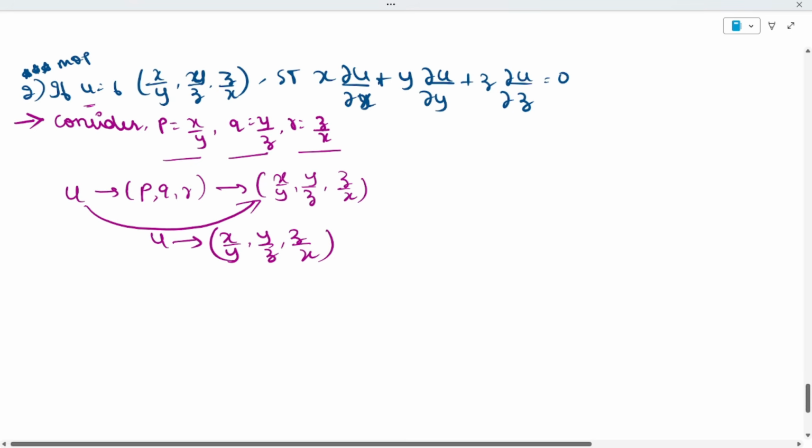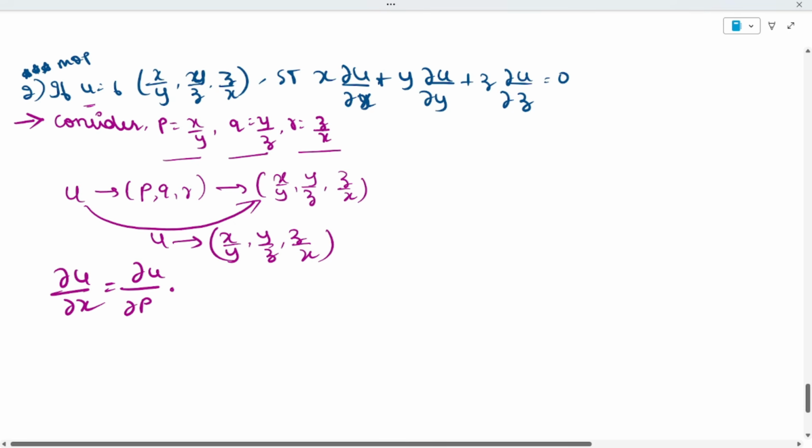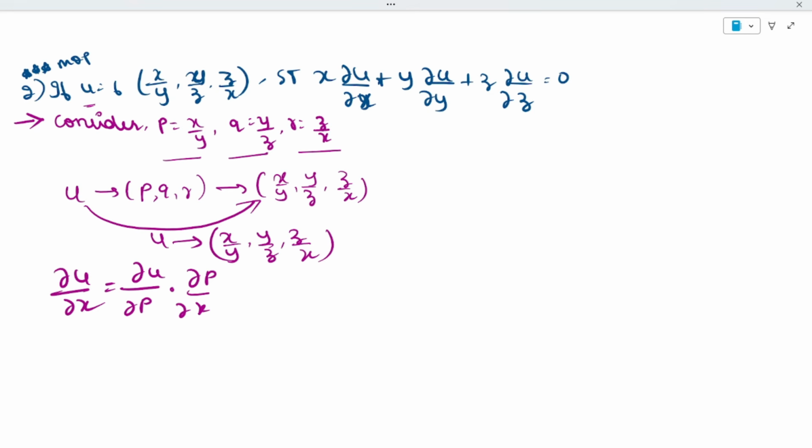Now if you want to find out the partial derivative, first you have to find out del u divided by del x, this term, right? Now, if you want to find out the partial derivative formula, I hope you know: del u divided by del p into del p divided by del x plus del u divided by del q into del q divided by del y. Sorry, you have taken here q, right? Plus del u divided by del r into del r divided by del x. This is what you have to consider.